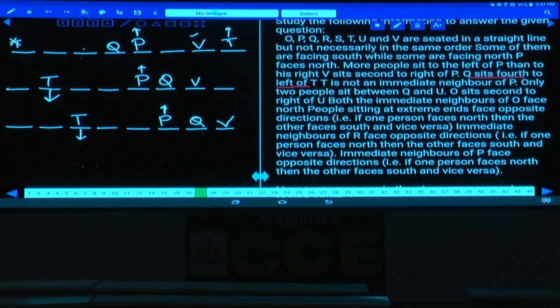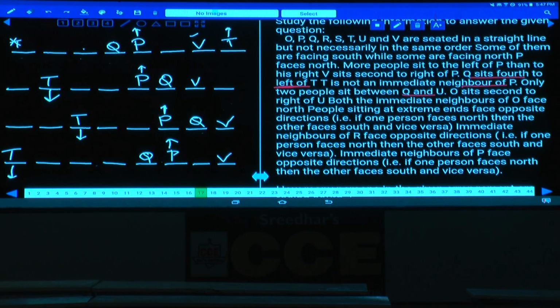If T is at the first place, then there is a possibility to this Q as well, 1, 2, 3, 4 and 5, 6, 7, 8. Now, in this one P is facing towards north and V is here, and if T is here 1, 2, 3, 4 and Q can be at this place, then T is facing towards south. Done with this? As of now, we have some 4 possibilities and Q sits 4 to the left of T and T is not an immediate neighbor of P, only 2 people between Q and U.